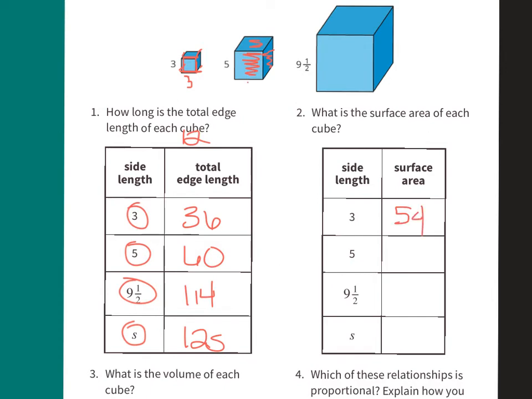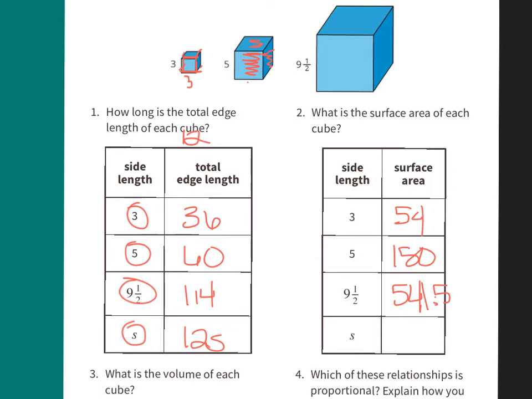5 times 5 is 25, and 25 times 6 is 150. 9.5 times 9.5 times 6 is 541.5.